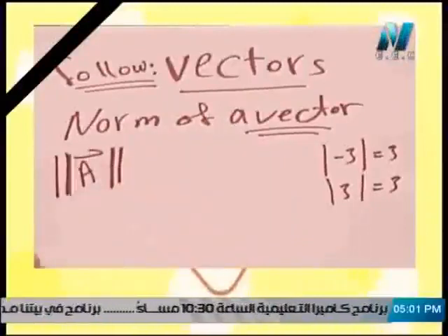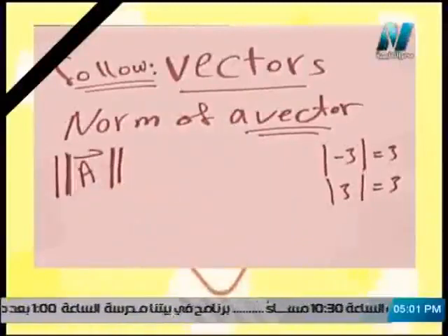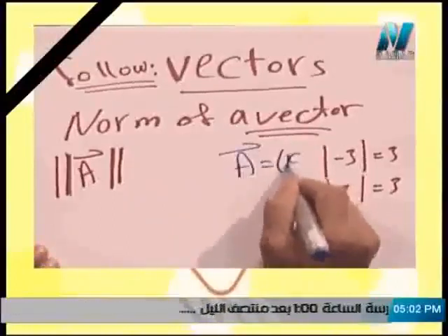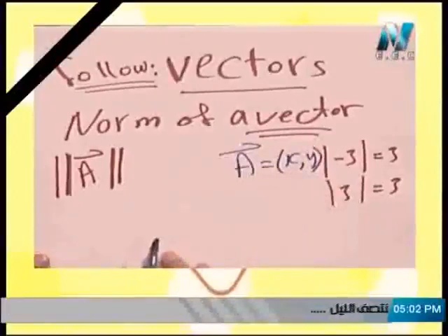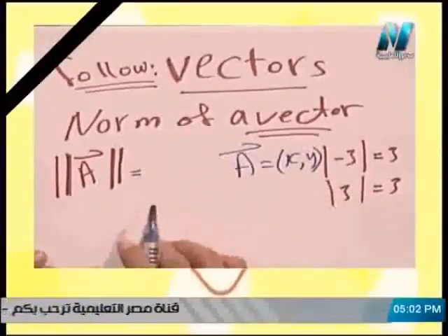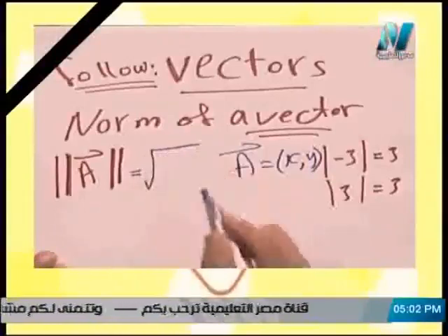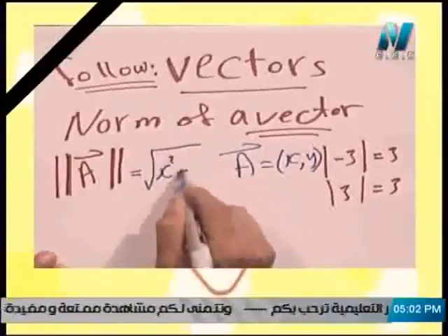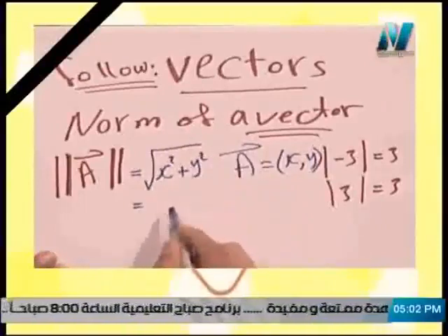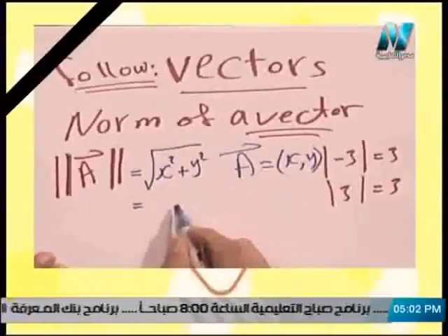So if we have a vector A like that, equals x and y, okay, so its norm is equal to square root x power 2 plus y power 2. So it gives a number. This number represents the magnitude.